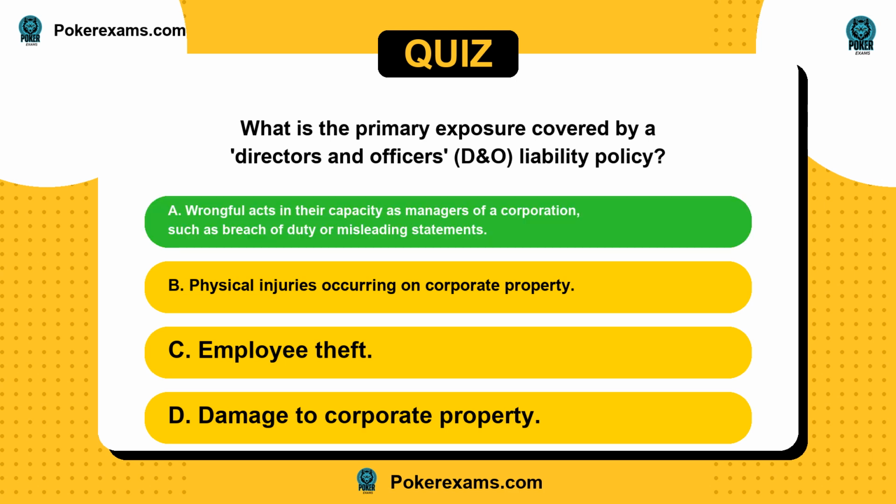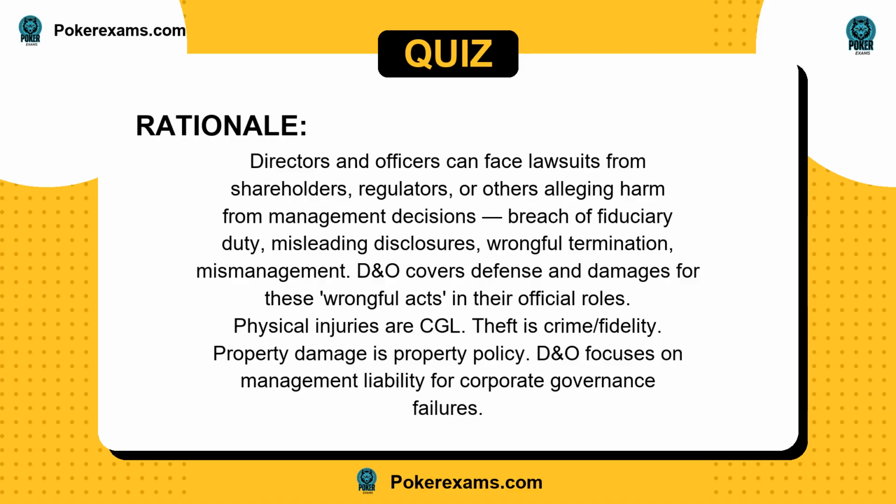The answer is A. Directors and officers can face lawsuits from shareholders, regulators, or others alleging harm from management decisions, breach of fiduciary duty, misleading disclosures, wrongful termination, mismanagement. D&O covers defense and damages for these wrongful acts in their official roles. Physical injuries are CGL. Theft is crime/fidelity. Property damage is property policy. D&O focuses on management liability for corporate governance failures.